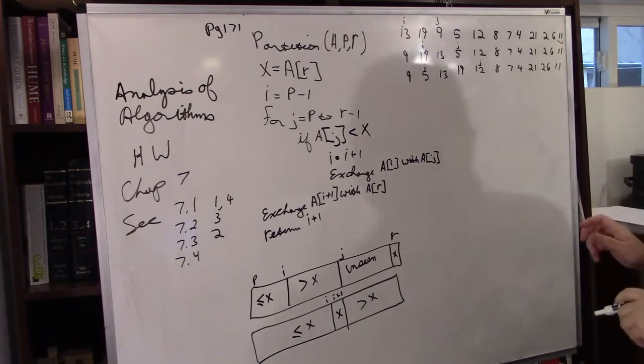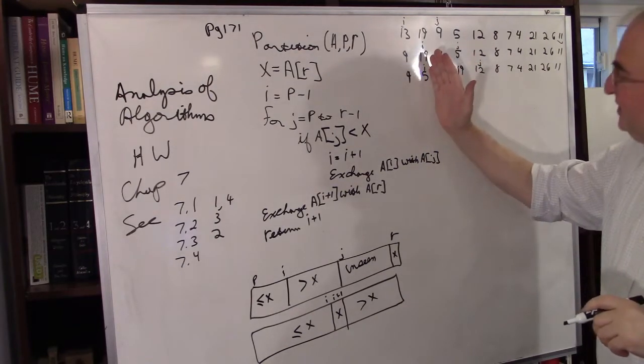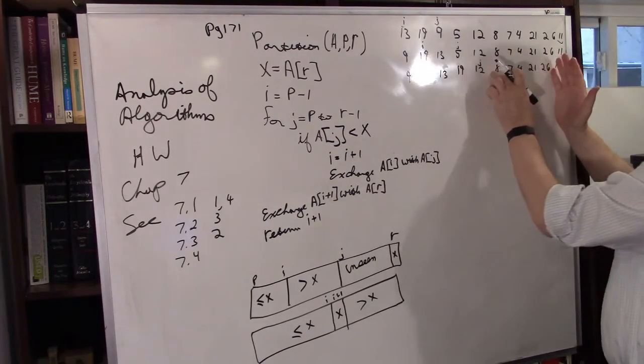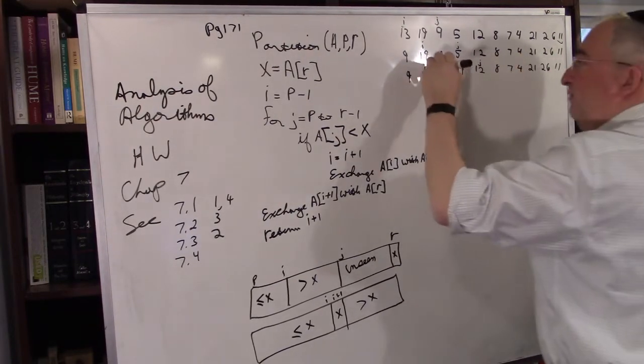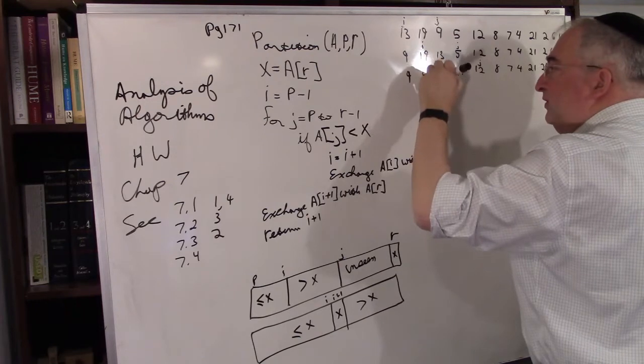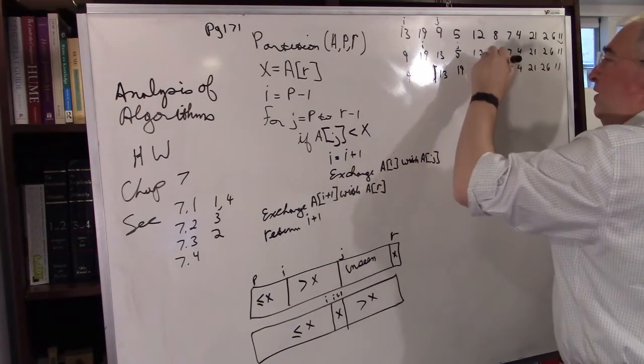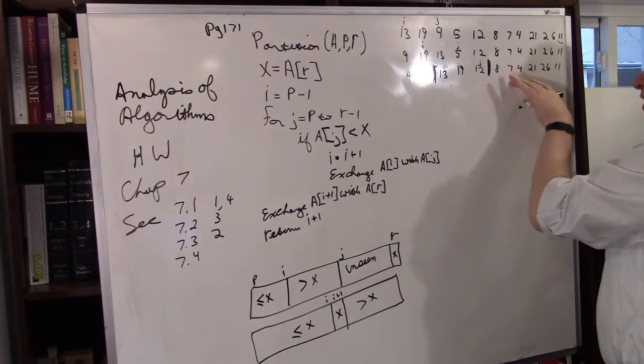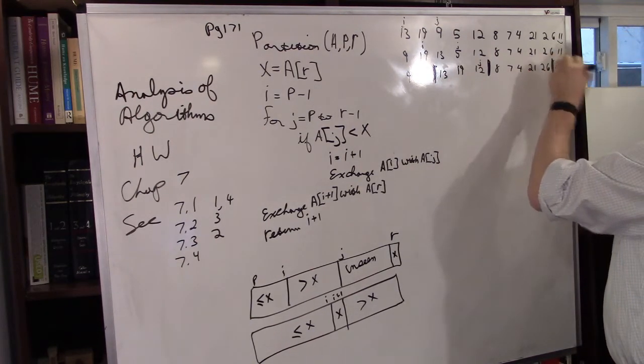Okay. Notice these guys are less than 11. These guys are more than 11. These guys we didn't see. So I can even draw it in the way the book does it. A thick line here, a thick line here. So less than x, more than x, unseen, pivot.